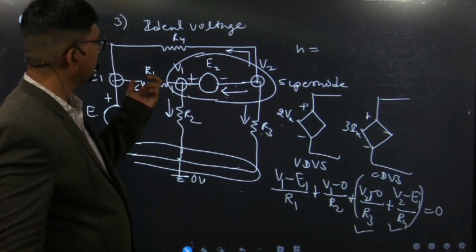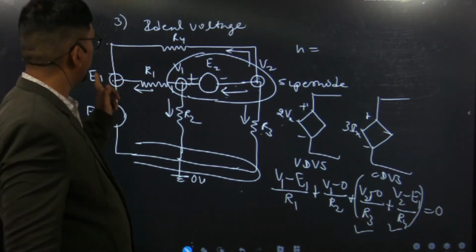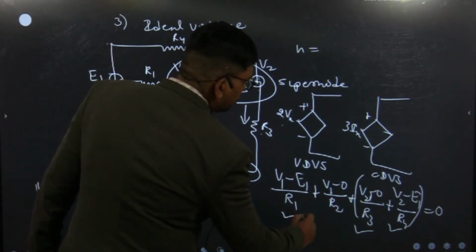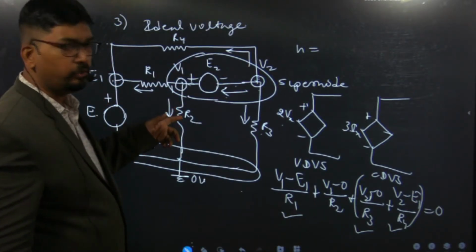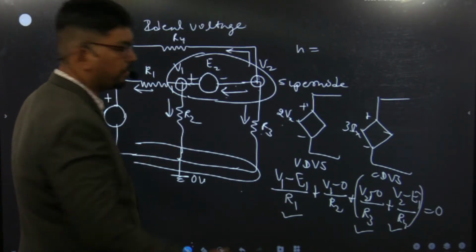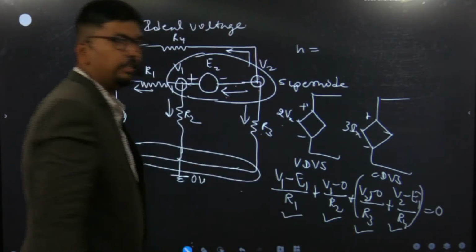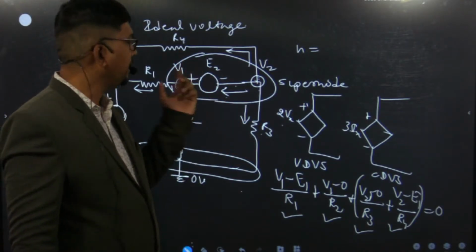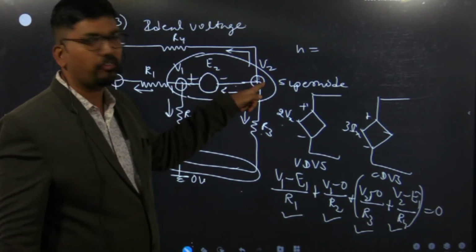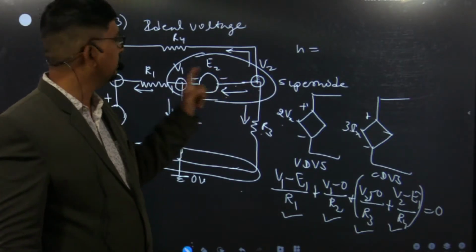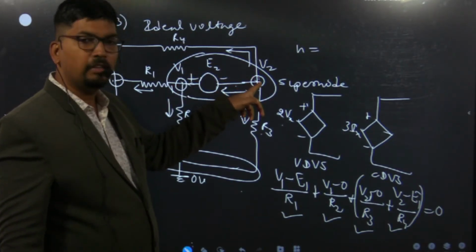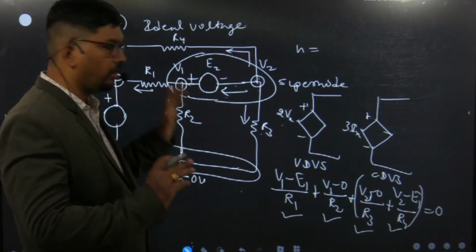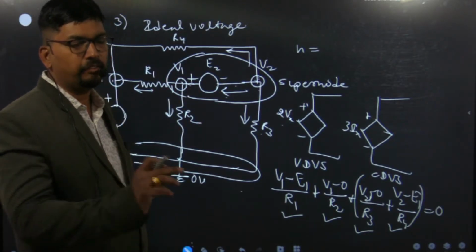Now what is the current in R1? That will be V1 minus E1 upon R1, we get this current. What is the current in R2? That is V1 minus 0 upon R2. It means in the case of the super node, you can write the equation at any node and you will get the same equation. You can write the equation either at V1 or at V2. Now what is a shortcut way? How will we write this equation?